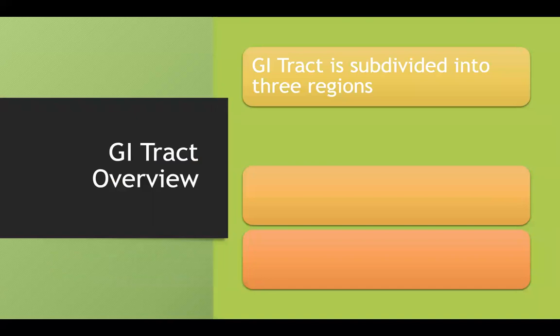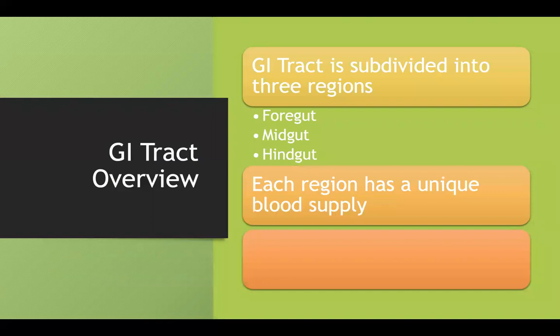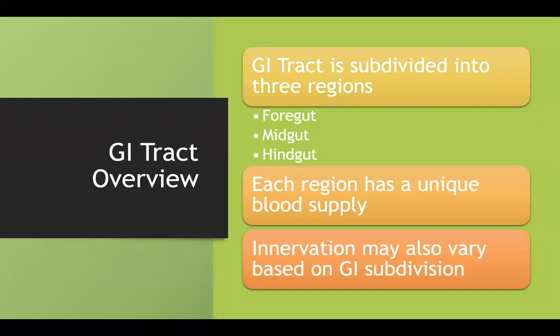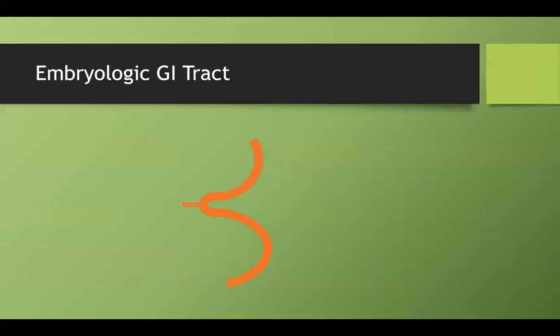So the GI tract is divided into the three regions we just talked about, the foregut, midgut, and hindgut. And each of these regions has a unique blood supply and a unique set of nerves that innervate it. The reason why they each have a specific blood supply is because if we look back to embryology and a primitive GI tract, the foregut's located here, the midgut here, and the hindgut here. And because they're located in different regions embryologically, they also have different blood supplies that promote their growth.